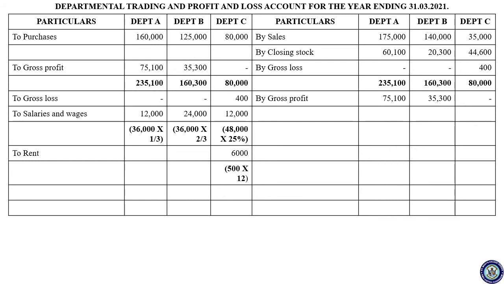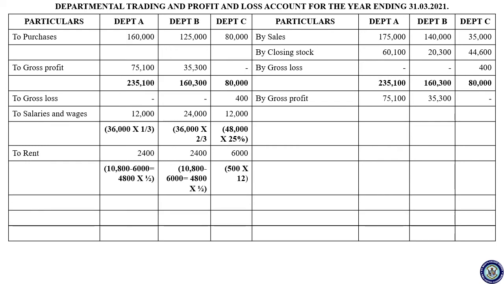Now the remaining: the total rent paid is 10,800. In that, 6,000 is already paid for department C. The remaining 4,800 is to be allocated equally. See point number 4, it is allocated equally. Means 10,800 minus 6,000 comes to 4,800. That is into half. Half means equally among A and B.